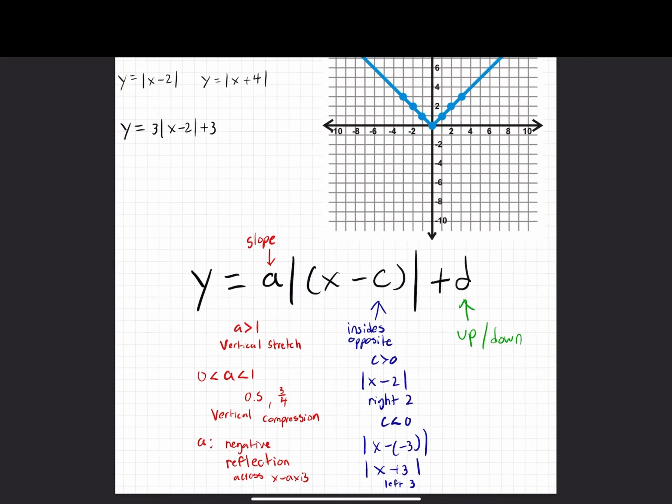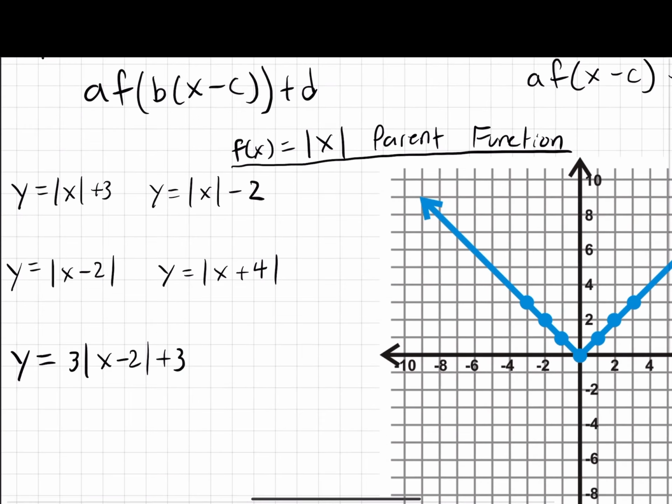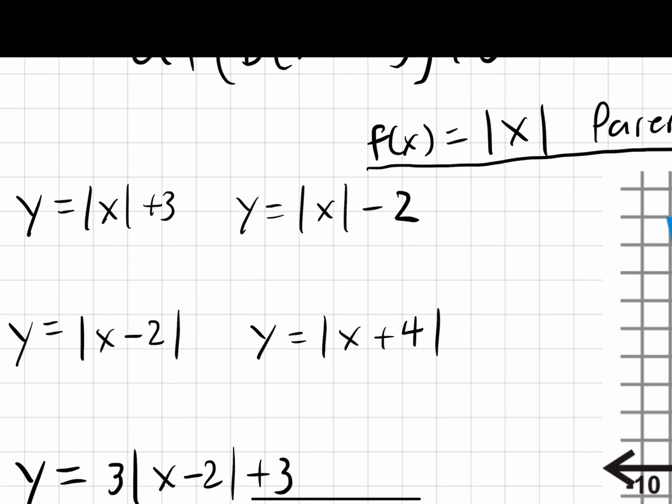So let's practice these. Let's say I'm given the value y equals the absolute value of x plus 3. Then I would just be moving up 3. This is the value d on the outside. And like I said, it's exactly what it looks like. Adding is up. Subtracting, minus 2 on the outside, is down 2.